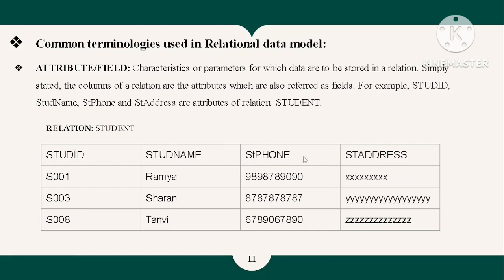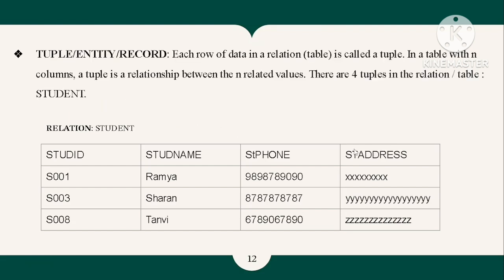Attribute is also called a field. Look at this table, relation called student. How many attributes are there? 1, 2, 3, 4. So the characteristics for which the data is stored in a relation is called an attribute or a field or a column. So how many columns are there? These columns are called attributes.